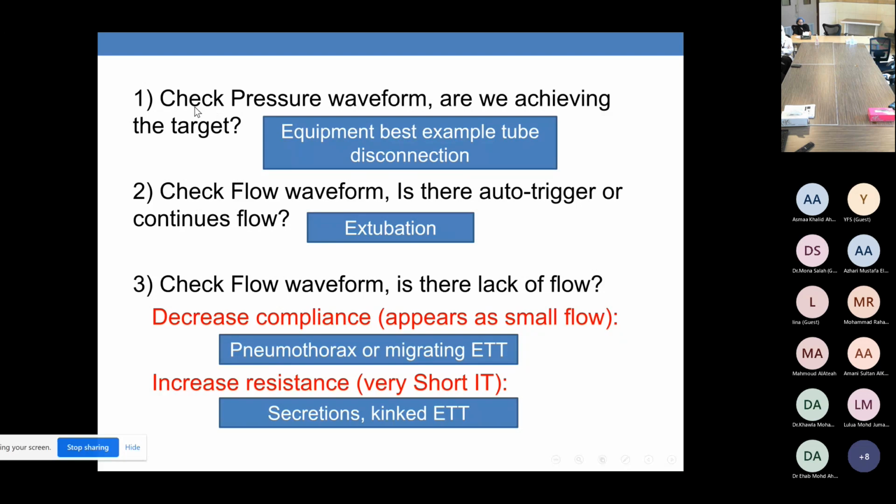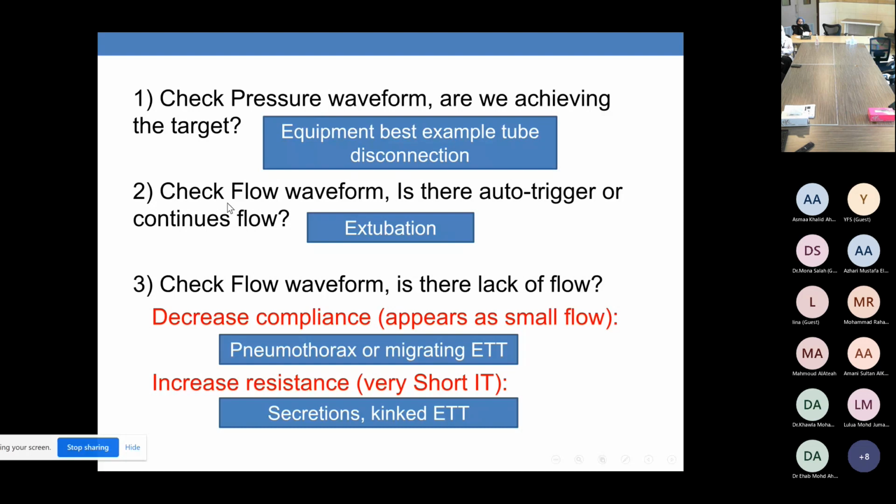Initially, when you have a sudden deterioration, check the pressure. Is it achieving the target? Like I put it, PIP 20. When you come, as we said, you need to check the measures. You see the pressure is only 5. How come? I'm putting pressure 20 and it's not reaching. This is the best example of tube displacement. So this is D. Okay, this is the first one, from the pressure waveform.